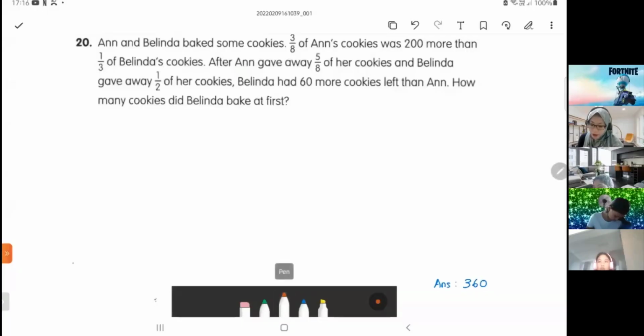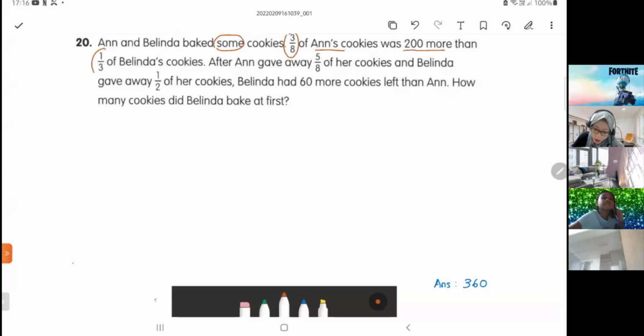Okay, so we have here Anne and Belinda bake some cookies. I do not know how many, but I'm given the information here that 3/8 of Anne's cookies was 200 more than 1/3 of Belinda's cookies.